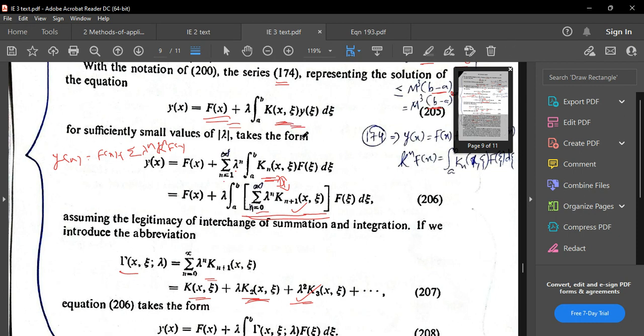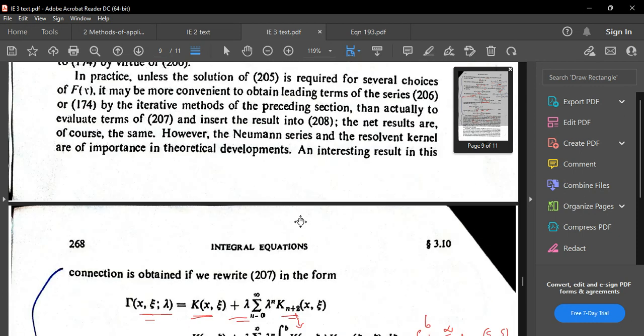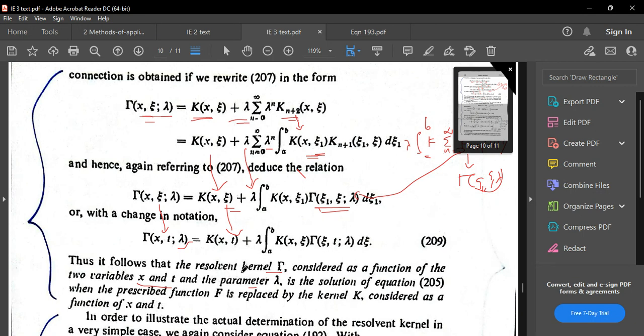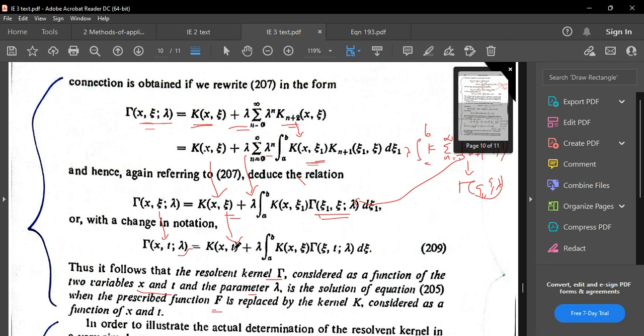This is our fundamental integral equation, and the solution is this form. This form is treated as this form, and then f is replaced by the kernel k. Yes, we have this form gamma of x, t, lambda here, gamma of psi, t, lambda here, and in this place we have k of x, t.